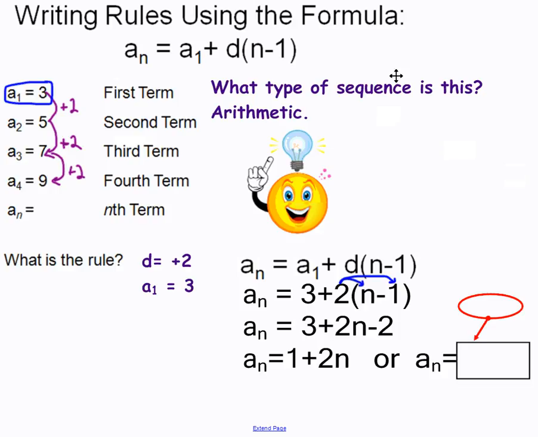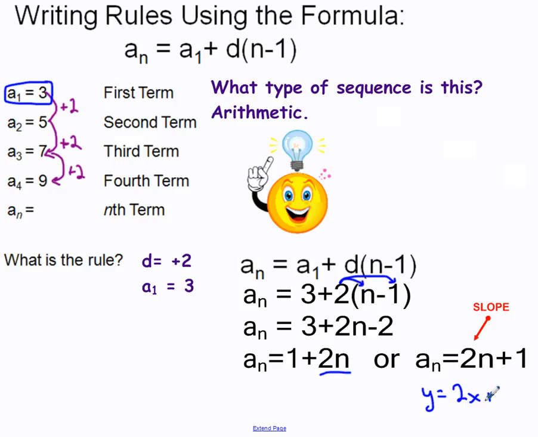Or if I rewrite it so that the 2n comes first, it would look like this, which amazingly enough looks like a linear equation with 2 being the slope. So if I wrote this as y equals 2x plus 1, I have a linear equation. And that's a really important piece of information that I want y'all to notice, is that an arithmetic sequence gives us a linear equation.